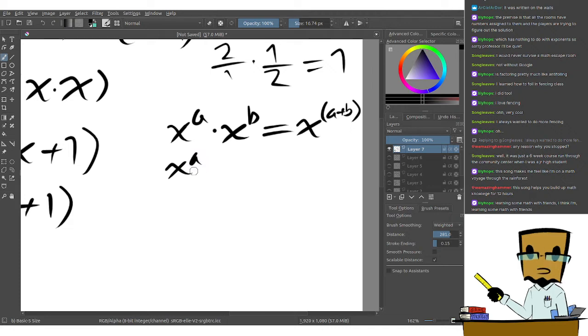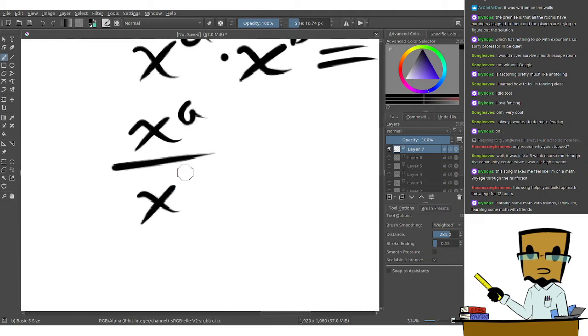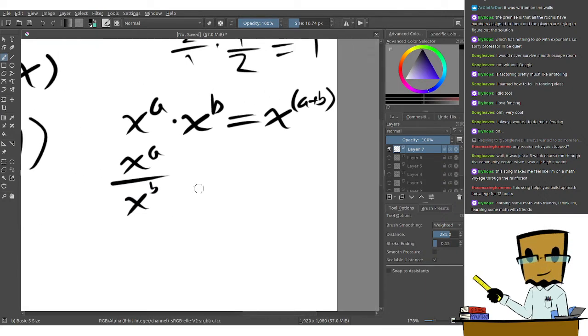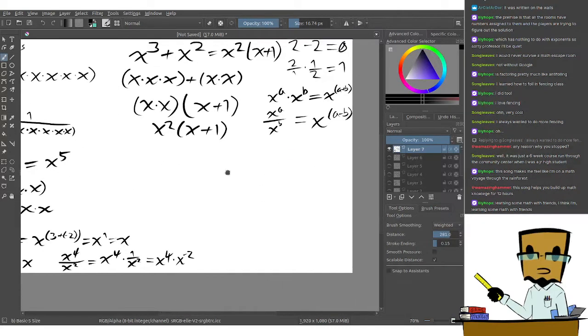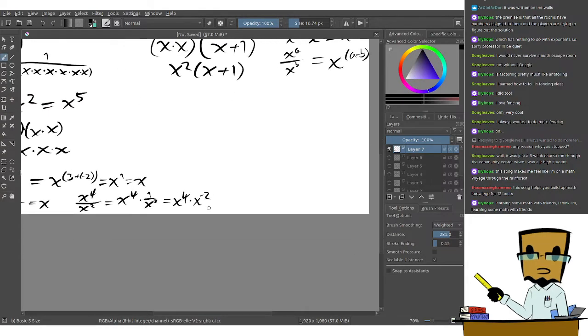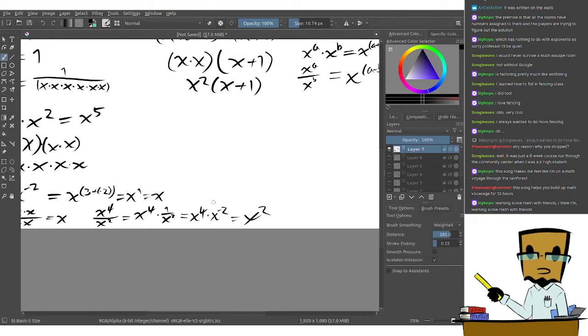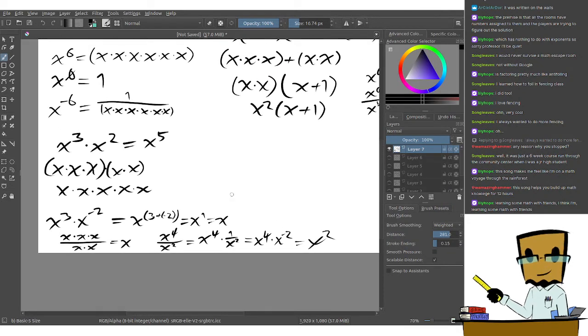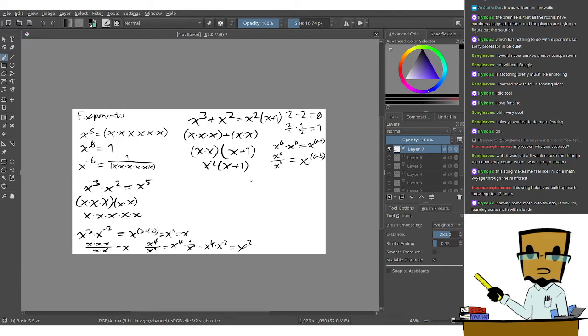So, you could just write it this way, if you really want to know. x to the power of a divided by x to the power of b equals x to the power of a minus b. There you go. And in this case, it's x to the power of 2. You can add 4 and negative 2, right? I hope. There's a lot of x's on one page.